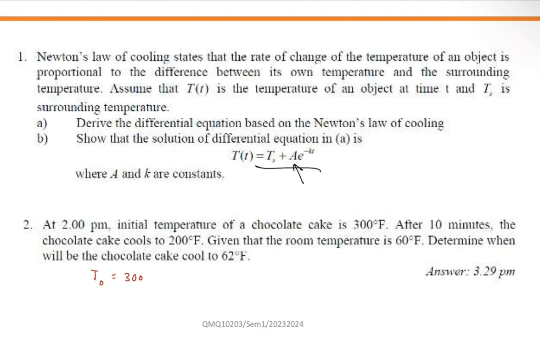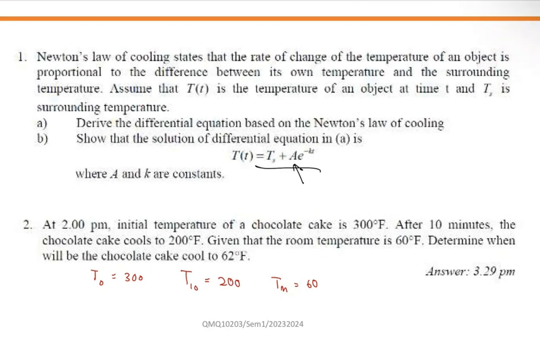After 10 minutes, that means we consider the small letter t, time in minutes. So after 10 minutes, T10, the chocolate cake's temperature is now 200 degrees Fahrenheit. Given that the room temperature Tm is 60 degrees Fahrenheit, determine when the chocolate cake will cool to 62 degrees Fahrenheit.